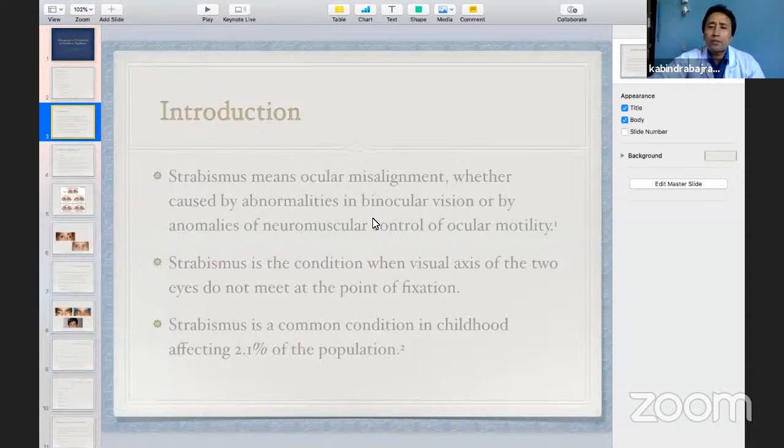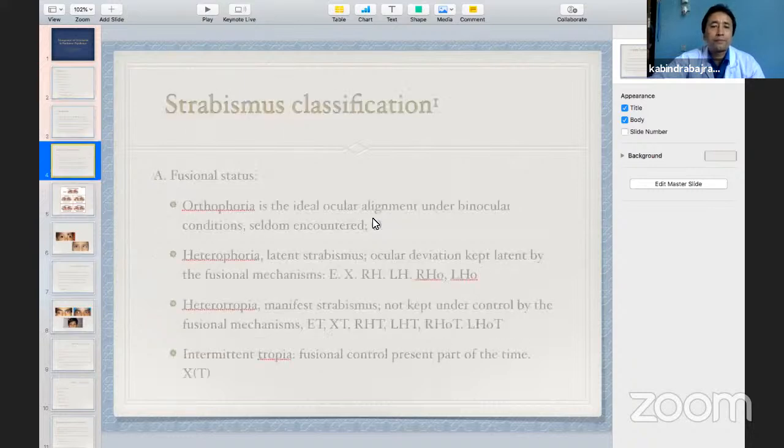So strabismus means ocular misalignment, whether caused by abnormalities in binocular vision or by anomalies of neuromuscular control of ocular motility. It is a condition when visual axis, the line joining fovea, nodal point, and object of regard of both eyes do not meet at the point of fixation. It is nearly 2% in the childhood population. There are several classifications for strabismus.